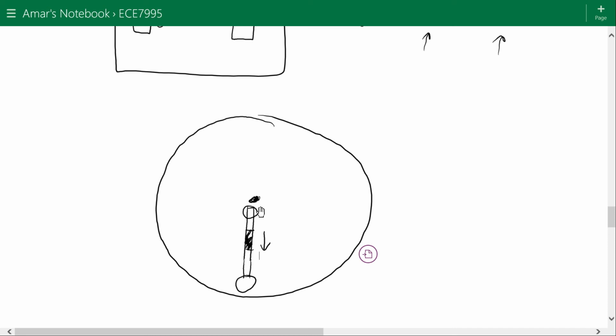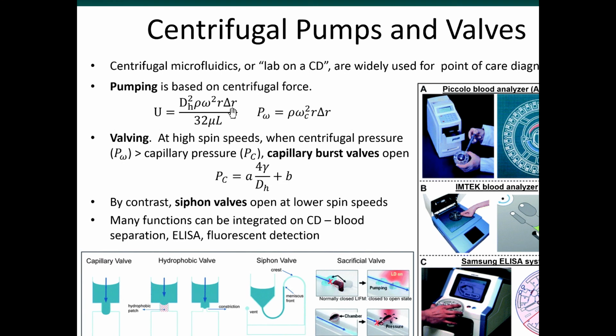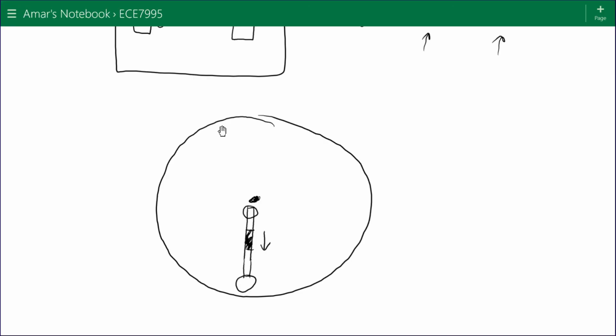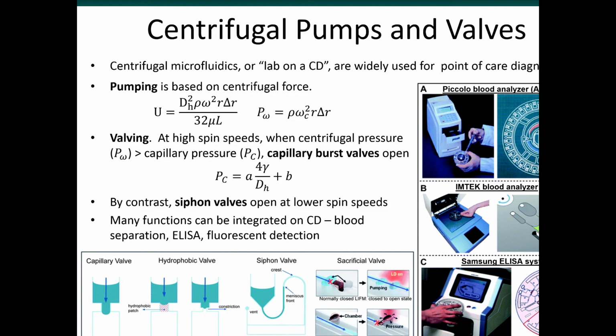If you're on a merry-go-round, you feel more centrifugal force if you're at the edge of the merry-go-round versus if you're right in the middle, right? So the centrifugal forces are more significant at the outer edge. That's why these two terms appear in the numerator. On the denominator, we have the viscosity and the length. The length is the actual length of the plug, this dimension here, how long the plug is. And the viscosity appears in the denominator because the more viscous the liquid is, the more hydraulic resistance there is, and the more difficult it is to move the liquid through the channel. So U is the velocity here.